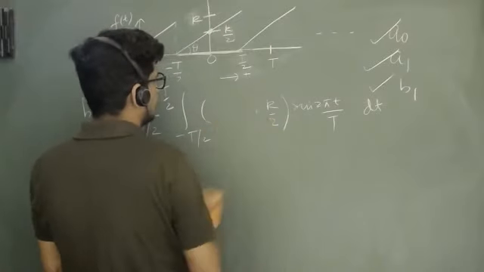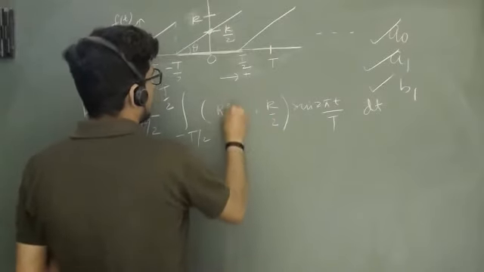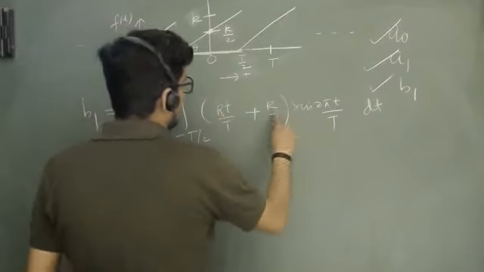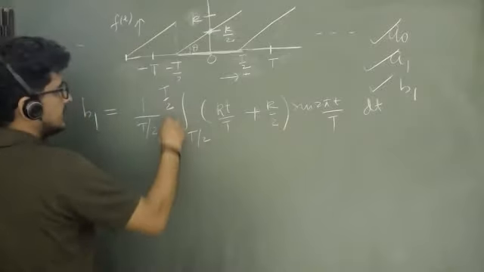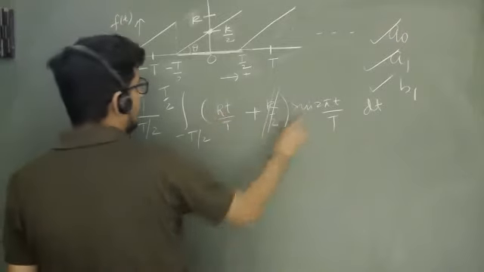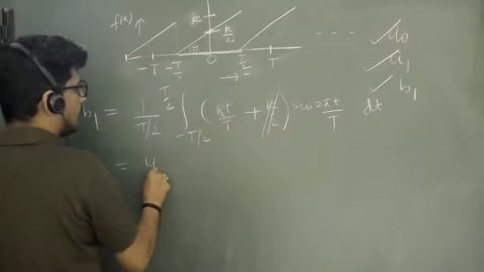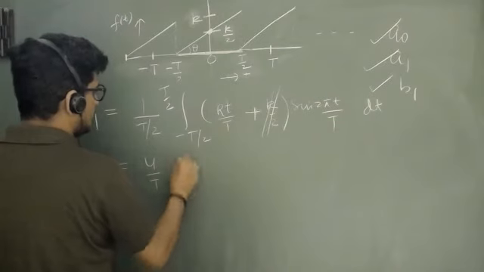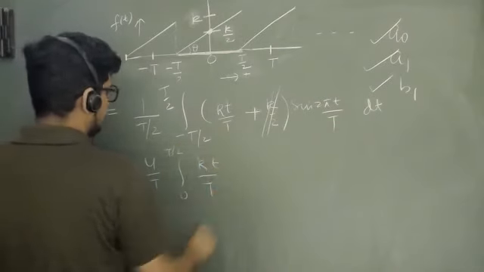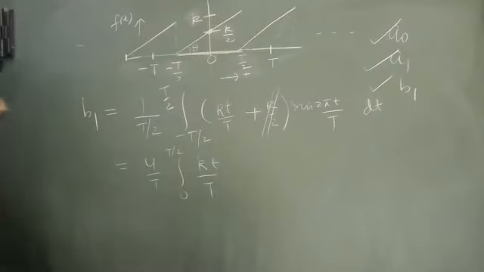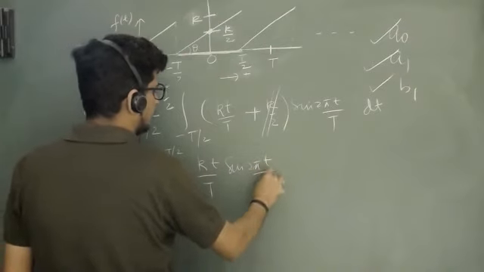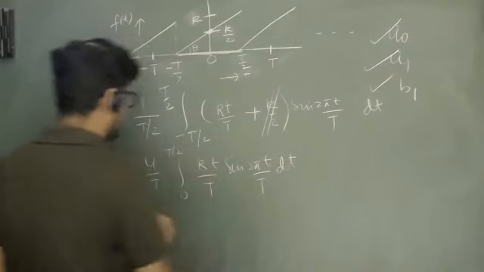In this case. Bolo bhai. kt by t. This is odd. So when this will be multiplied to this minus t by 2 to t by 2, this has no contribution, and this odd and odd will become even. So it will become 4 by t, 0 to t by 2, kt by t, and sine of 2 pi t by t and dt. Is that okay?